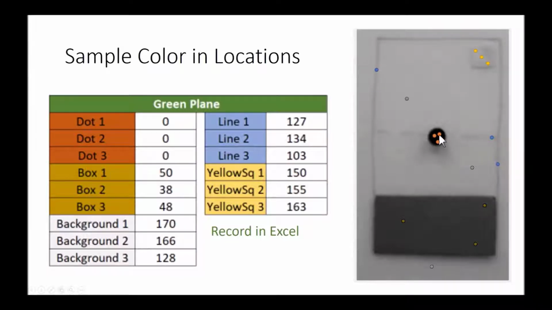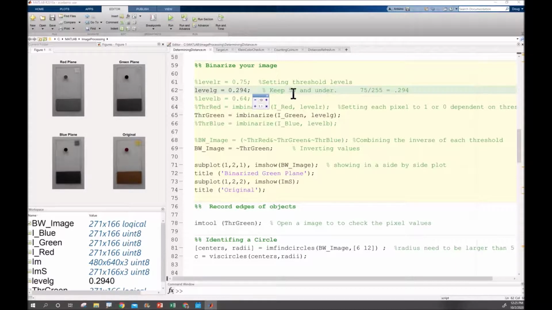Take readings from multiple locations with the image and then record them down in hopes of setting a good threshold for this image. So knowing that everything I need to keep is below 50 and everything I need to get rid of is over 100, I'm going to start my threshold at 75 and I'm going to divide it by 255, which is my full range of color, giving me 0.294 for where my threshold needs to start at as being set.